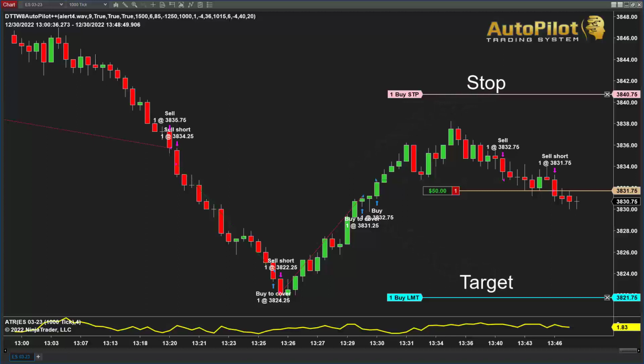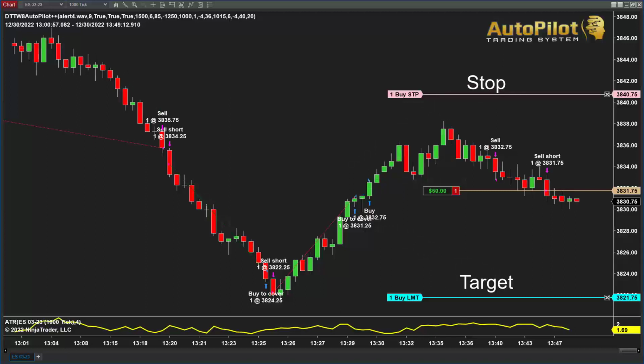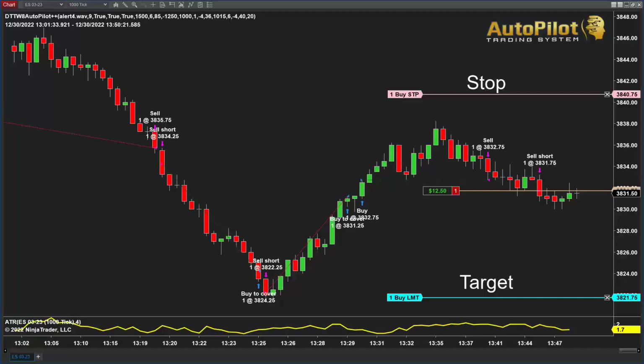You can trade this on the micro or the NASDAQ, and you can adjust the values for targets and stops as you see fit. You can also optimize it the way that you like. We also give you the values that I think work best.